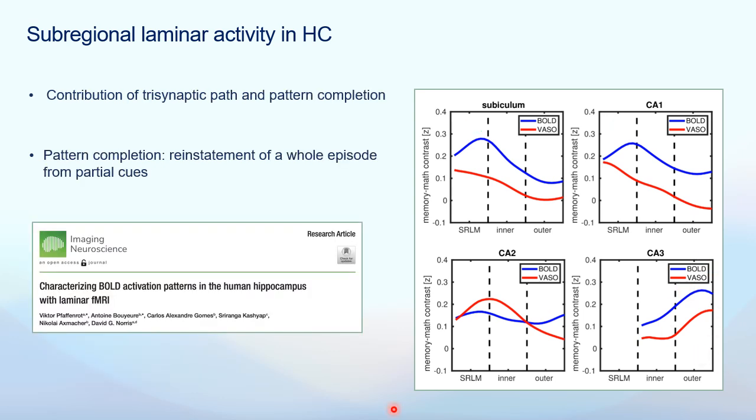Given the involvement of CA3 in pattern completion, in which partial cues activate a conjunctive representation of an entire experience or episode, this finding could potentially demonstrate the contribution of the trisynaptic pathway at mesoscale to memory versus math condition. Furthermore, our BOLD profiles are largely in line with this recently published study.